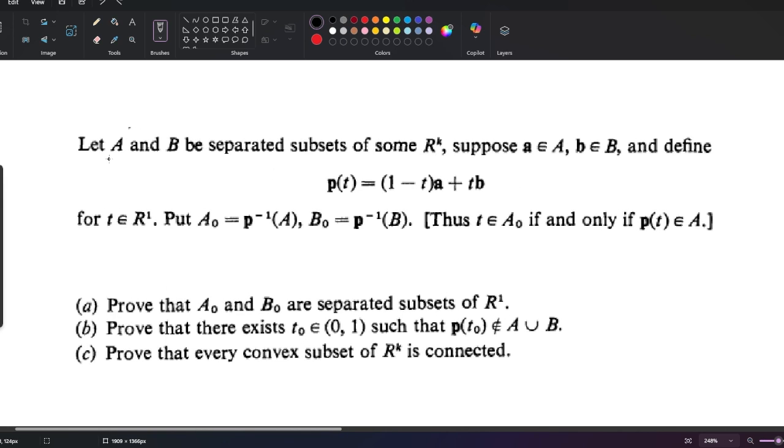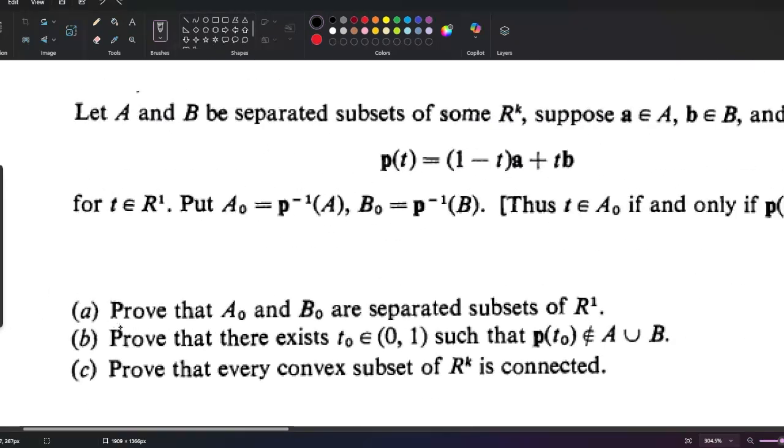So we have A and B that are separated subsets of R^k. With the elements of A and B, we have this function that looks like linear interpolation. The argument is a real number. Have inverse images. So we have three statements to prove.